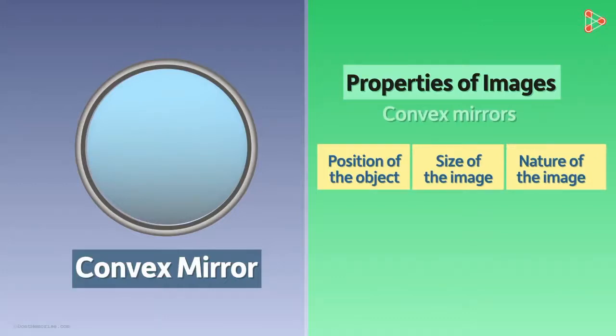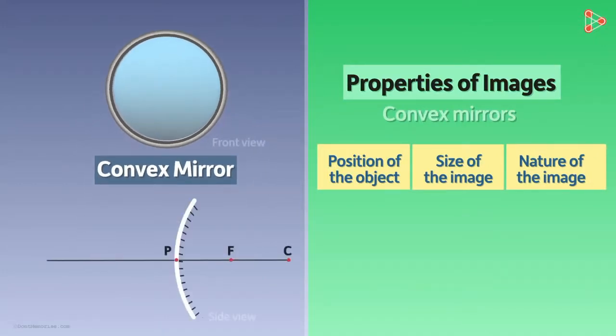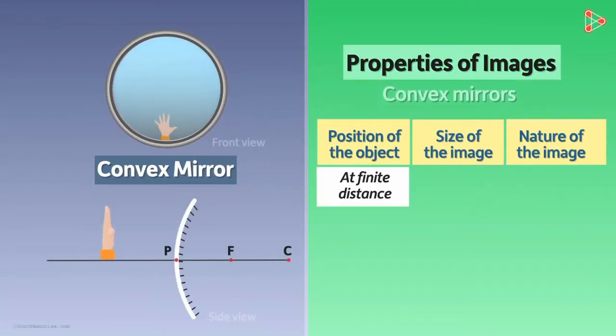on the right, just like we did for a concave mirror. Here is a convex mirror. Suppose an object is kept at a finite distance away from it. Look carefully at its image formed. Can you already tell me the properties of the image by just looking at it?